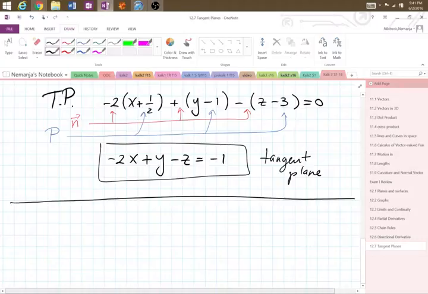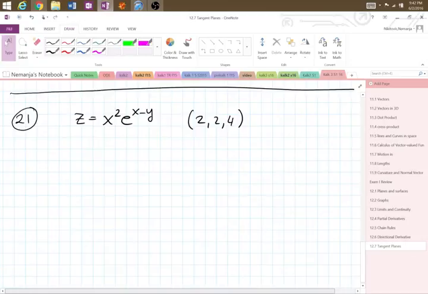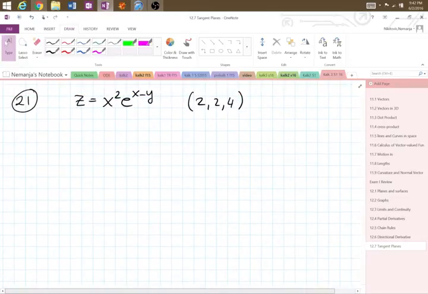Let's take a look at one more. Anything 19 through 24? 21. You're constantly picking those that you can do at home and check. z equals, but it's a quality one, so it's good. x squared e to the x minus y, sponsored by Mary. And the point at which we are going to take a look is 2, 2, 4. All right, so you have about 17 seconds. Go.